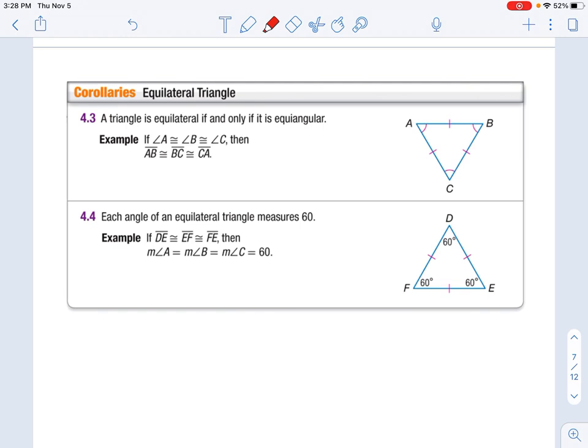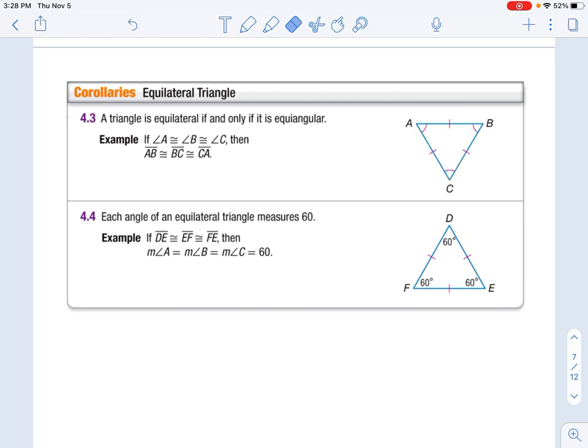Okay, now we have equilateral triangle corollaries. They just kind of come from our theorems and postulates, but they still are true and hold true. So we know a triangle is equilateral if and only if it is equiangular. So if you are given a triangle and it only shows you that the sides are congruent, you also know that the angles are congruent. And vice versa. If it only tells you that the angles are congruent, you know that all the sides must also be congruent.